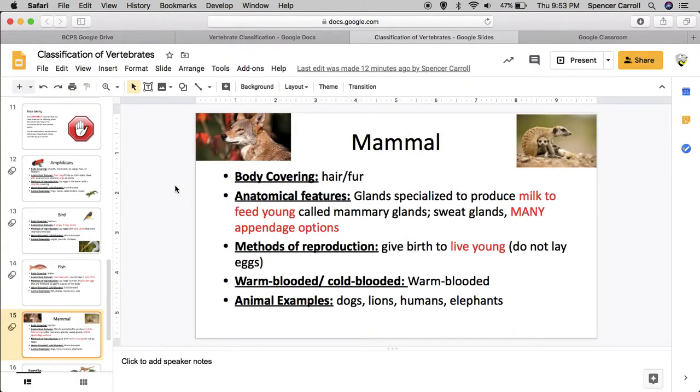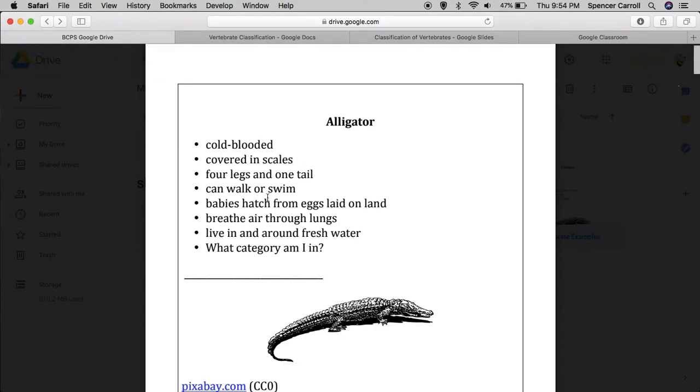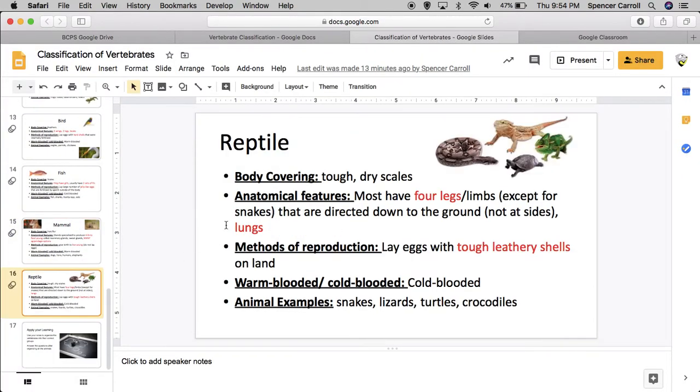What about a mammal? Well, mammals are covered in fur. They produce milk. They have many appendages, and they give birth to live young. Okay, alligators definitely not covered in hair. They do have legs and tails, sort of those many appendages. But again, mammals do not lay eggs. They give birth, whereas this alligator has babies that hatch from eggs, so it is not a mammal. Which takes us to our last grouping, reptile.